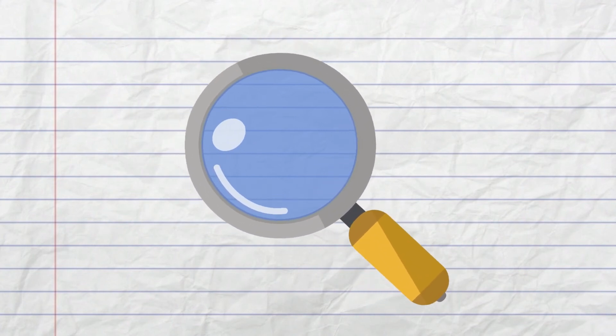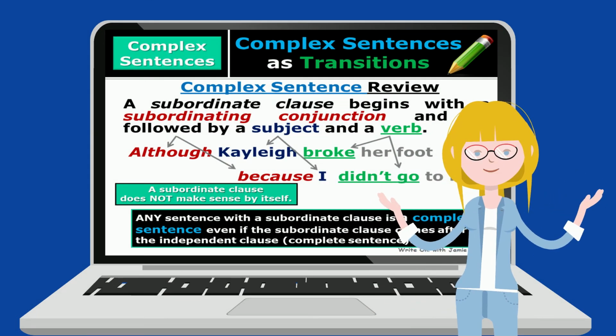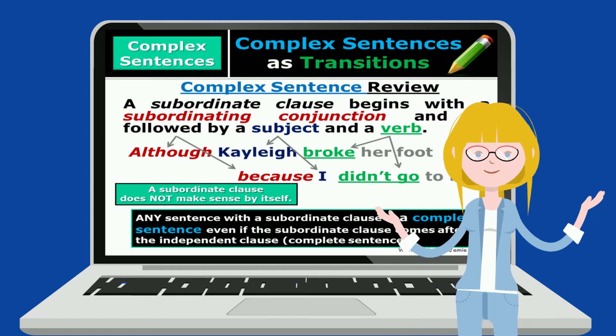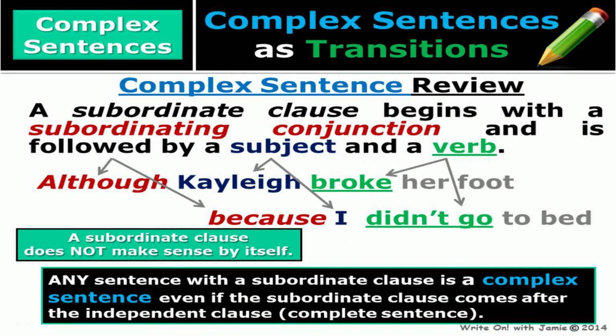I overslept today because I didn't go to bed. Mystery solved. It's important to note that any sentence with a subordinate clause is a complex sentence, even if the subordinate clause comes after the independent clause. However, if the subordinate clause is at the beginning of the sentence, it must be followed by a comma.